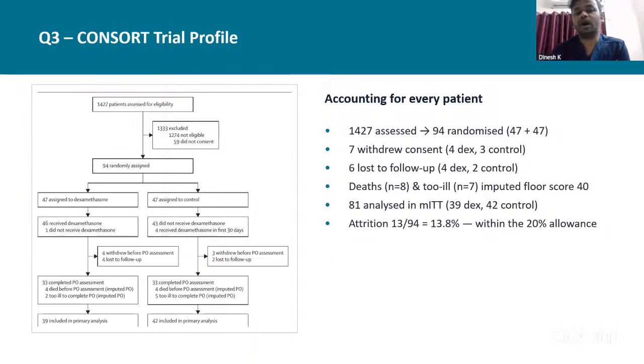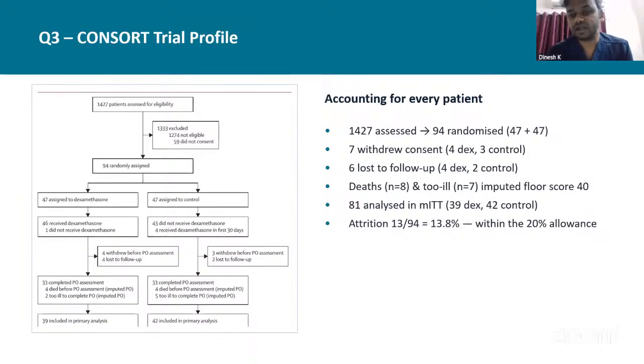So this is the overall consent profile. 7 withdrew consent overall, if you compare both the dexamethasone and control groups, and 6 were lost to follow-up. If you combine, 13 out of 94, the attrition rate is somewhere around 13.8%, which is within the acceptable range. They anticipated somewhere around a 20% attrition allowance, so this is within the acceptable range.